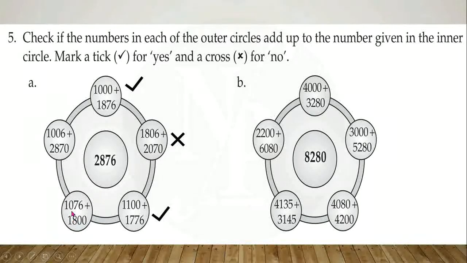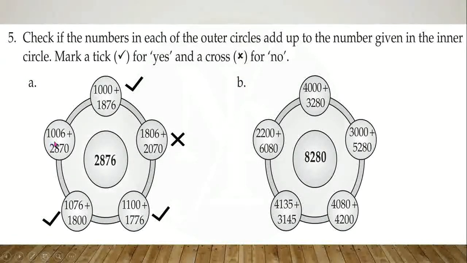Again here, 1076 plus 1800. If you add, you will get 2876. So we have zeros here in ones and tens places. When you add, you will get 76 in these two places, and again you have 0 here in hundreds place. So adding 0 and 8 you get 8, and adding 1 and 1 you get 2. So you definitely will get 2876 on adding these two numbers. So I will put a tick mark here.